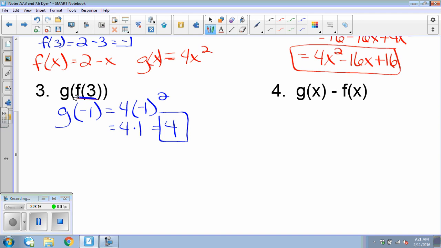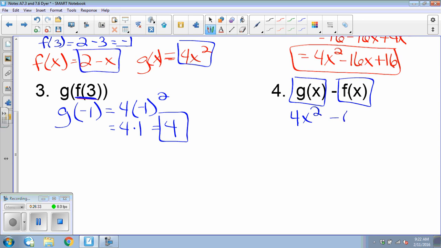And for number 4, we replace g of x with what it is. It is 4x squared. So that's 4x squared minus. Then we replace f of x with what f of x is, which is 2 minus x. So this is 4x squared minus 2 plus x. But we're going to put that in the correct order for our final answer. So that's 4x squared plus x minus 2.